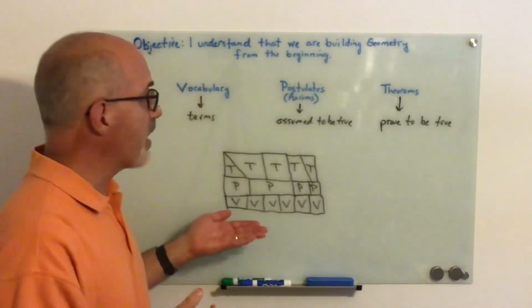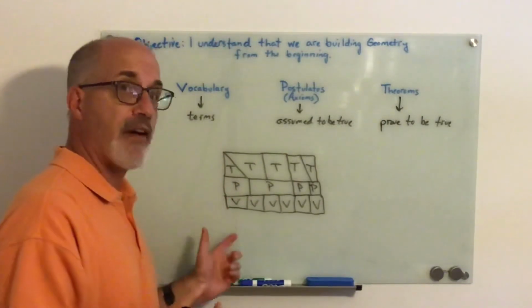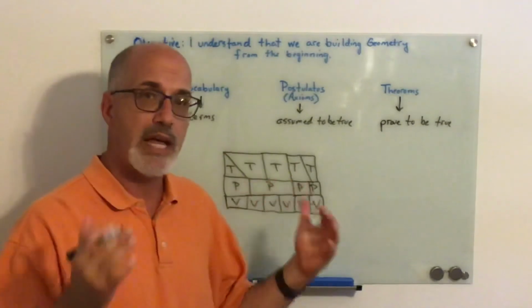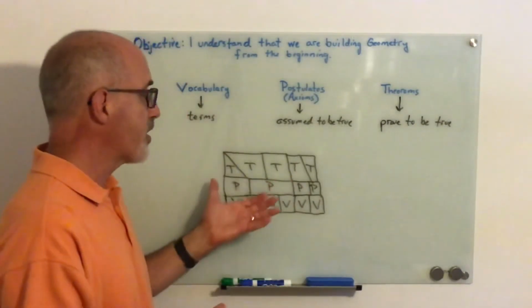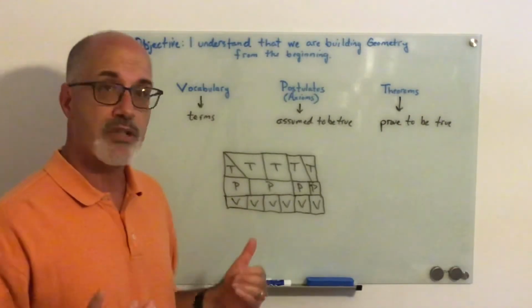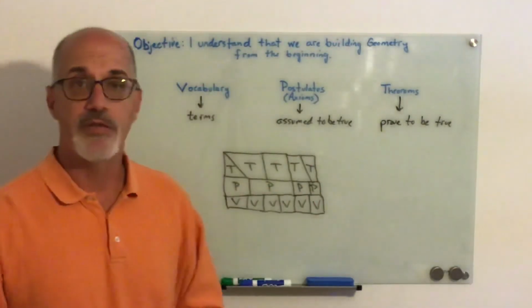What's important to realize is we start here at the beginning. We're going to talk a lot about vocabulary. You're going to learn a lot of new terminology, almost a whole new language of geometry. We're also going to talk about things assumed to be true, our postulates, and then we'll start getting into proving theorems as we build our system of geometry.